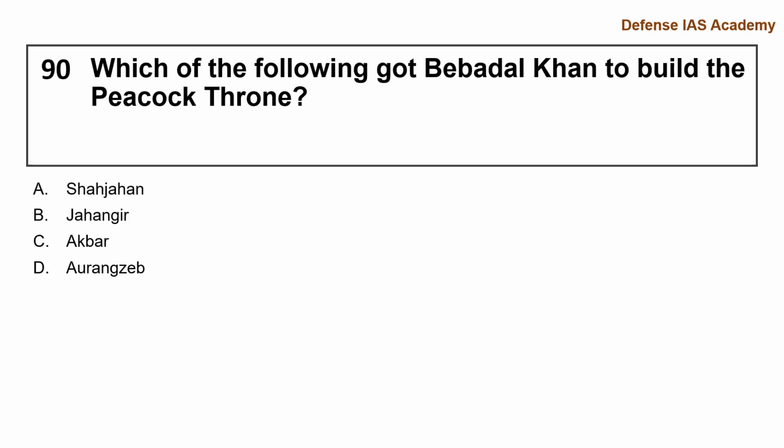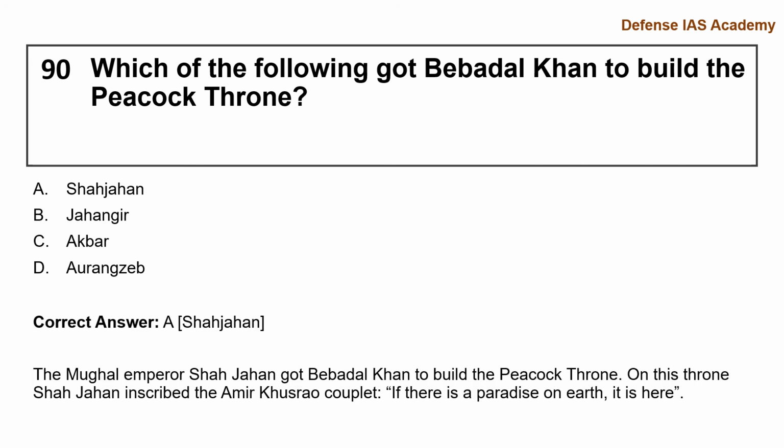Question 90. Which of the following got Baibadal Khan to build the peacock throne? The correct answer is option A, Shah Jahan. The Mughal Emperor Shah Jahan got Baibadal Khan to build the peacock throne. On this throne, Shah Jahan inscribed the Amir Khusro couplet, "If there is a paradise on earth, it is here."